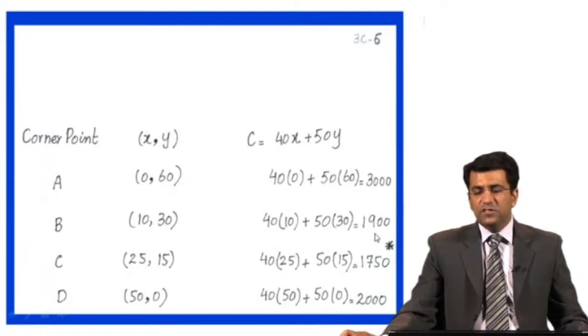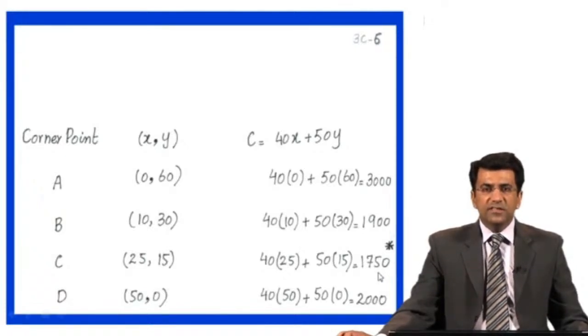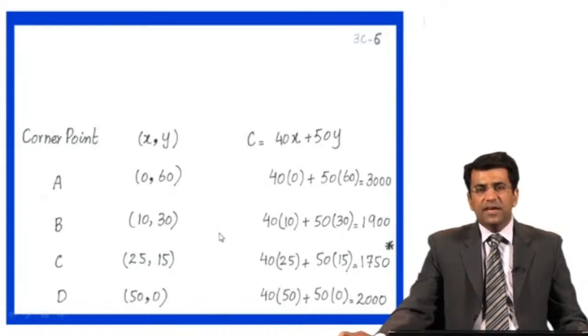If we compare all of these costs, it is clear that this is our minimum cost, because in this case we are interested in the minimization, not the maximization. So this is our minimum cost, and what is the final decision? We should produce 25 units of X1 and 15 units of X2 in order to have that minimum cost, that is 1750. So this is the example of how we can minimize the cost by using the linear programming method.